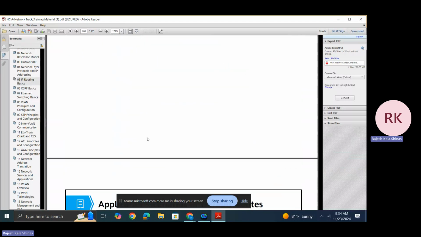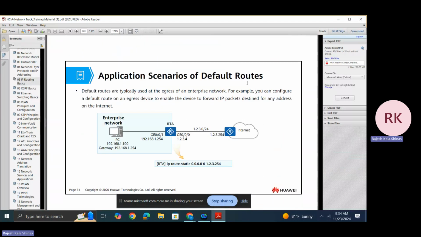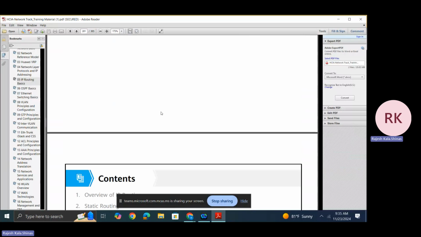Why we need this is, say sometimes this is my internet router, this is my LAN network. I want to send a packet towards X, some other network whose destination I don't know, not in my table. I will forward this up to the internet router, and they will take care of it. That's what IP route static does. Any network, I don't know the network, any mask, I don't know. That's why up to this internet router, they will manage it and forward the packets.